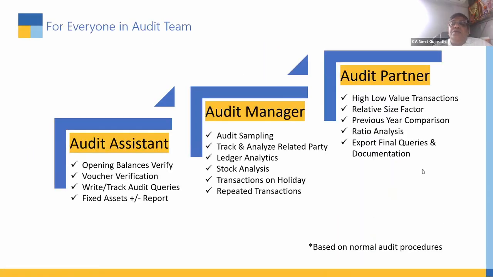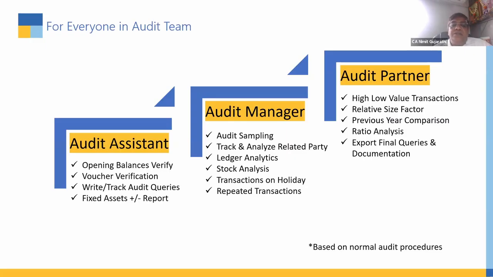As I told you, the session is divided into audit assistant, audit manager, and audit partner. I have tried to define the roles: what audit assistants will do, what audit managers normally do, and what audit partners are looking for. The main role of an audit partner will be documentation and macro-level understanding of the entire business and financial statements, or some areas of interest that he feels should be further investigated.